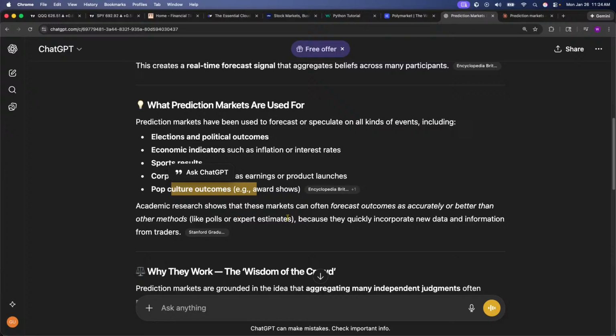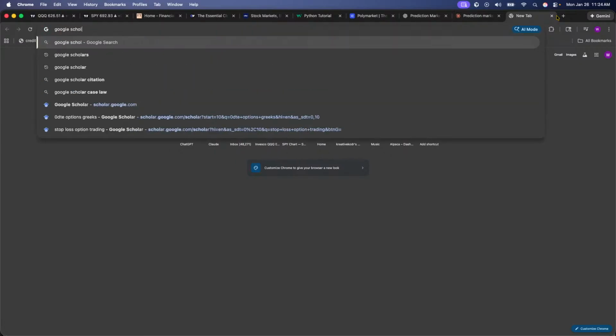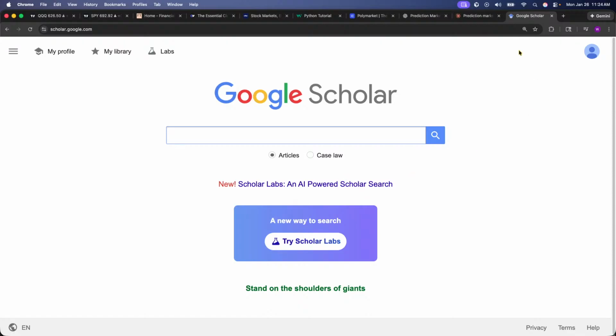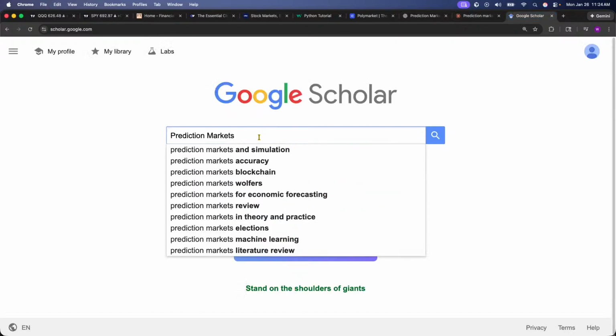Academic research shows that these markets can. Matter of fact, you're talking about academic research. Let me Google Scholar real quick. And whenever I find something new, let's go to Google Scholar and see if there have been any papers written on this.